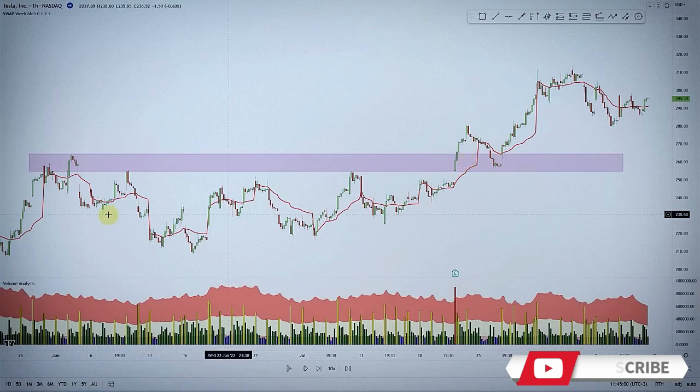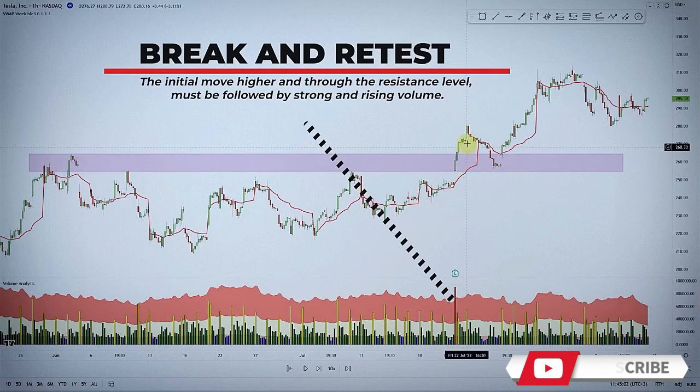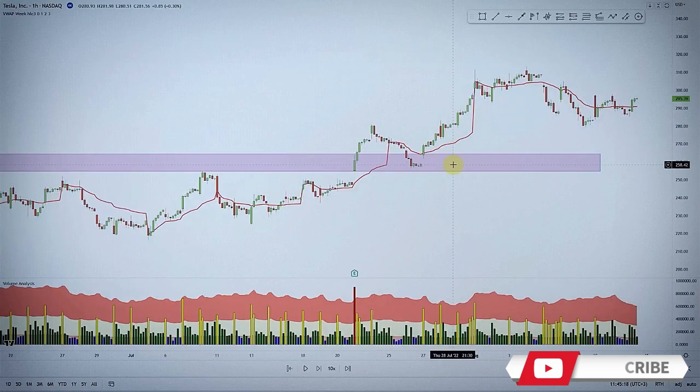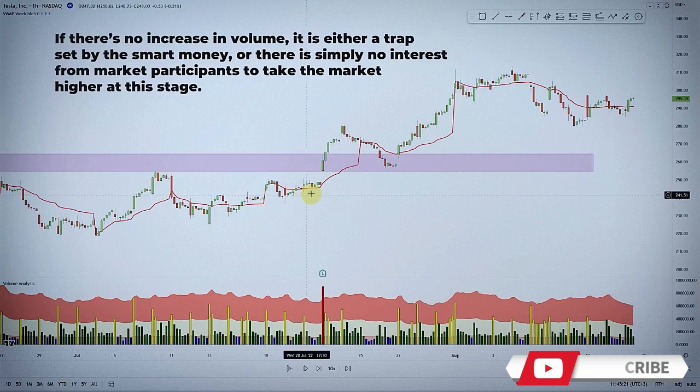In this example, the initial move higher and through the resistance level must be followed by a strong and rising volume. It takes effort for the market to move away. The same applies here, and you should see this move reflected in the volume of the next few bars. If you don't see this, then you know it's either a trap set by the smart money, or there is simply no interest from market participants to take the market higher at this stage. If it's a valid move, then the volumes on the initial break will be well above average and rising.